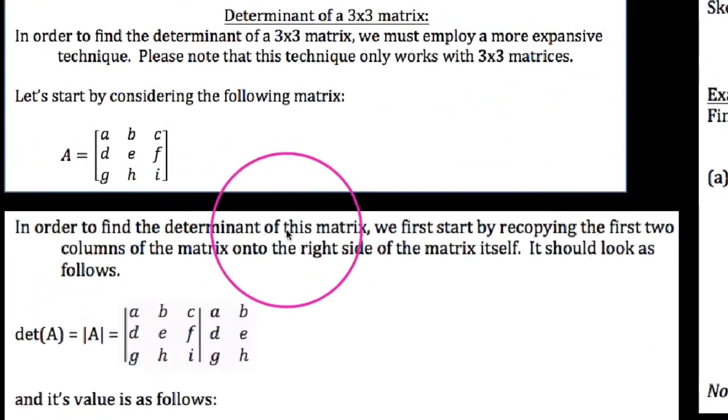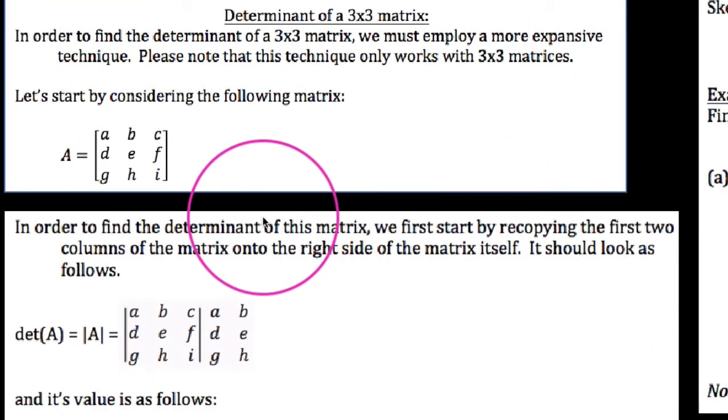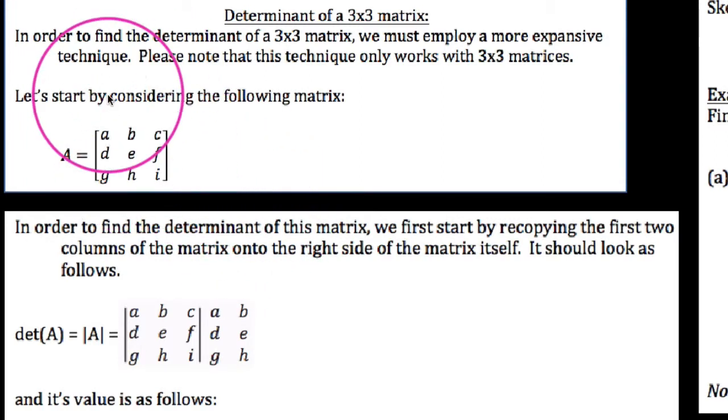Hello YouTube. In this video we're going to be discussing how to find specifically the determinant of a 3 by 3 matrix, but overall we've been discussing determinants of square matrices in general, and recall that a determinant of a square matrix is just some scalar or real number that is associated with that matrix, and that's what we're trying to find here.